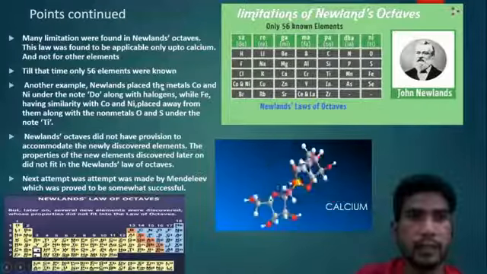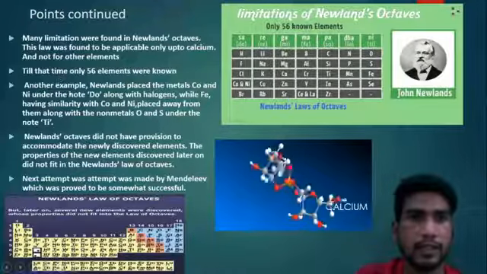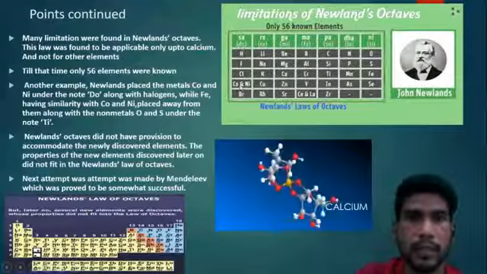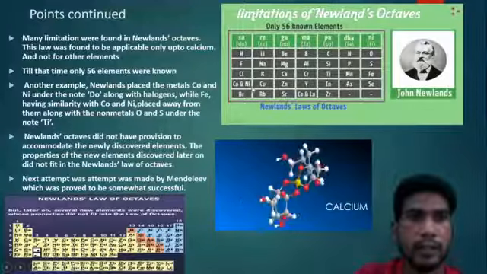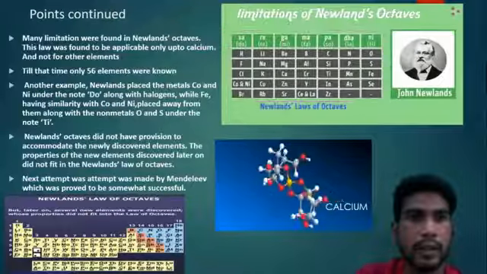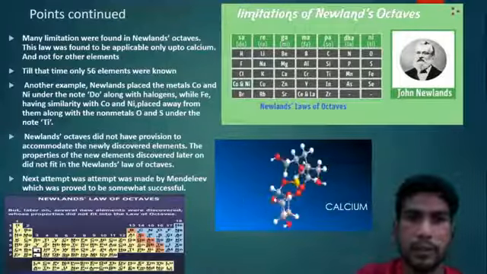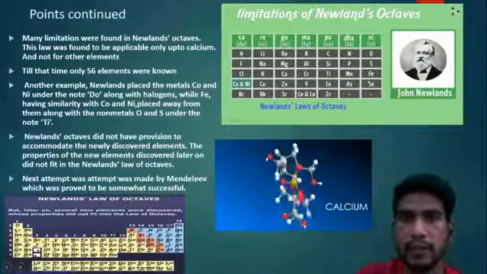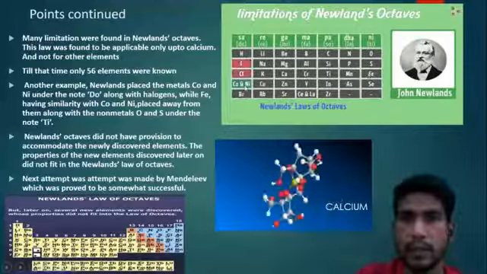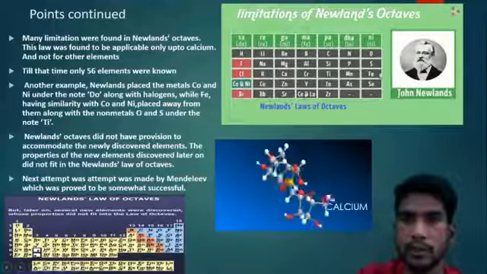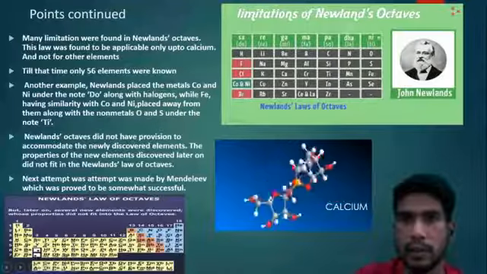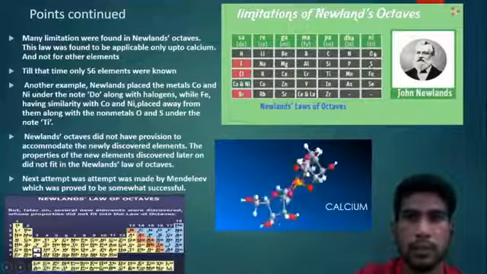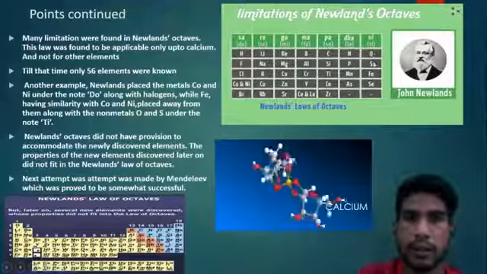Another example: Newland placed the metals cobalt and nickel under the same note Do. Ferrous, while having similarity with cobalt and nickel, was placed away from them, under the note Ti, in the group of non-metals along with oxygen and sulfur.